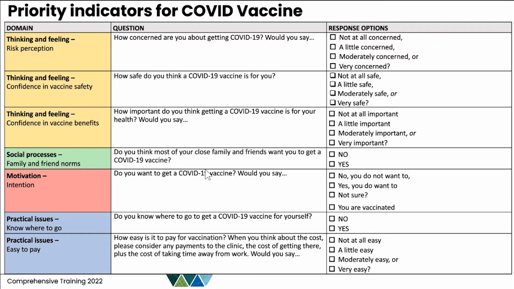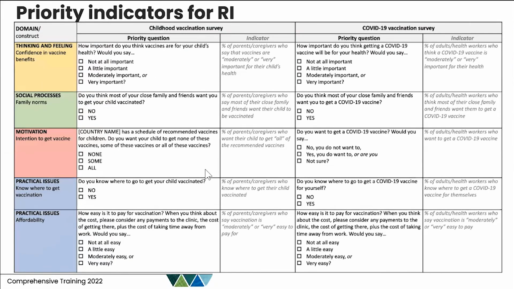Next slide, please. And in that similar BESD framework, there are also priority indicators for routine immunization. We just looked at the ones for COVID. There are similar items for assessing childhood vaccination and any routine immunization. You can use similar indicators. And I'm sure you've been shared some resources about where you can read more about these types of indicators and items you can include in your assessment approaches for intervention evaluation.